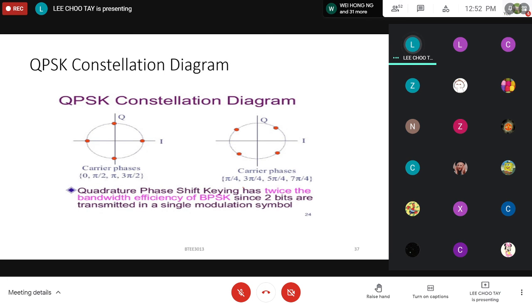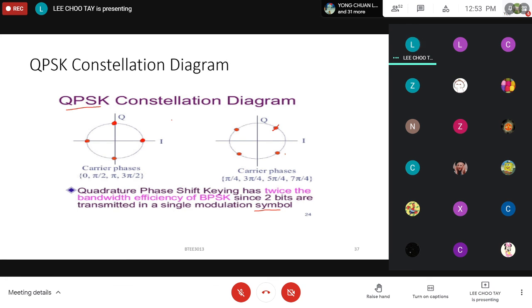Actually, this diagram shows you that for QPSK the phase angle can be anywhere. You can start with the one here, and then the next one has to be 90 degrees apart. The next one is also 90 degrees apart, and so on. You can also start here, and then the next one is 90 degrees, 90 degrees. As long as all these four symbols, we call it symbol actually, are 90 degrees apart from each other, then this is a QPSK.